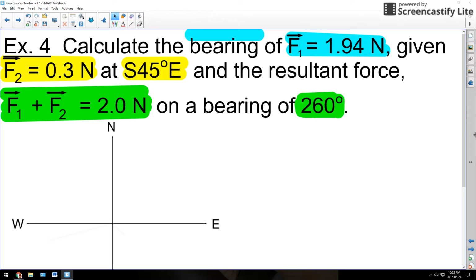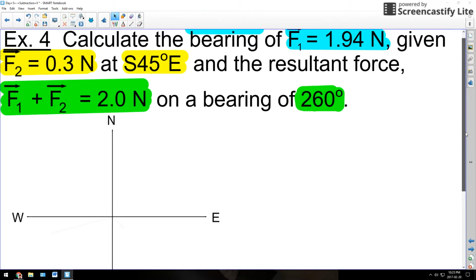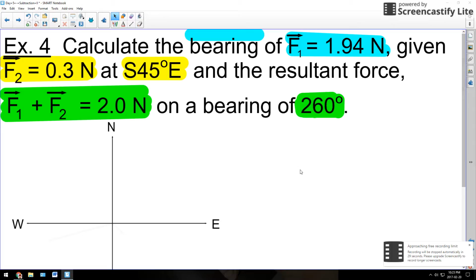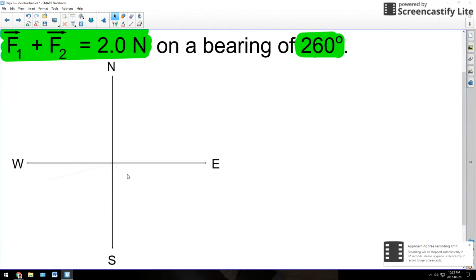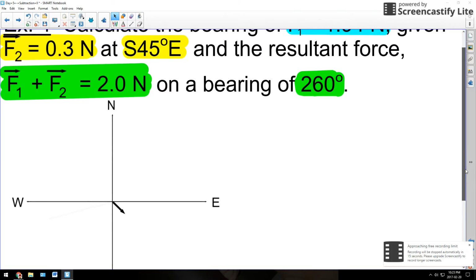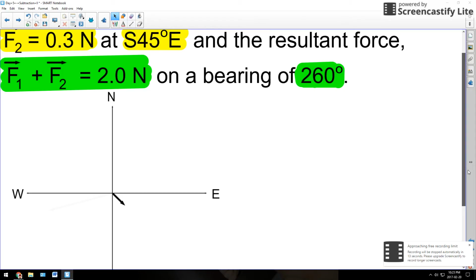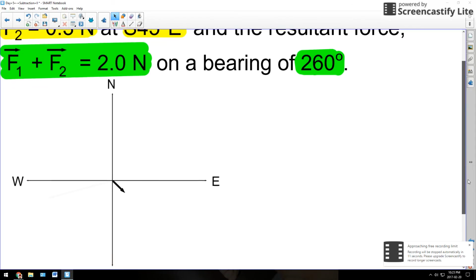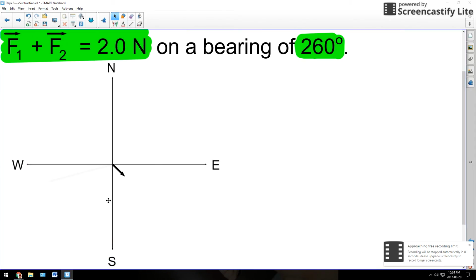So let's quickly draw this out on our diagram here. F2 is south 45 east. So starting at south, go 45 towards the east. Like that. 0.3 newtons, just small. And then F1 plus F2 is 260 degrees from north. Right over here, it's quite a bit longer. So you can see that that's not a 90-degree triangle. So let's proceed in doing it that way.